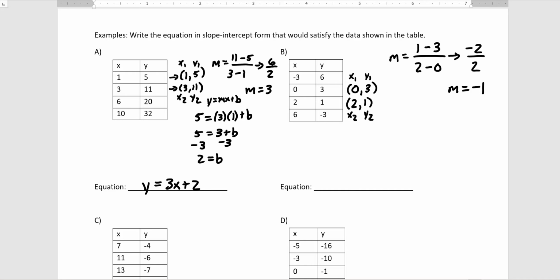Now notice here, what point did they give me? Well, they gave me the point 0, 3, right? Isn't that my y-intercept?